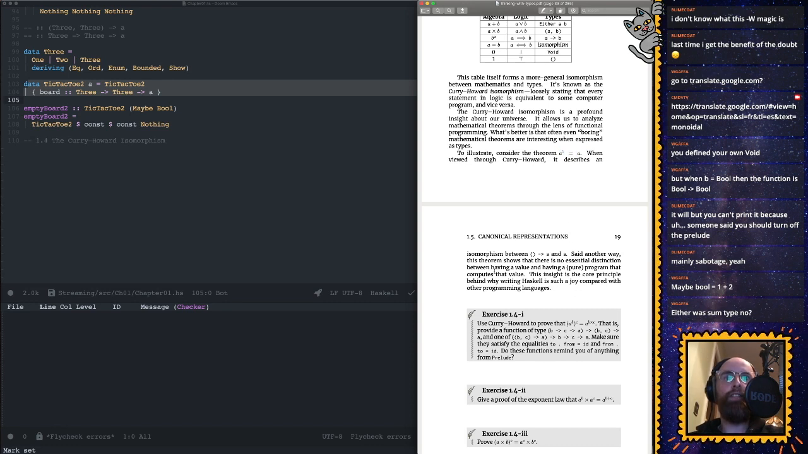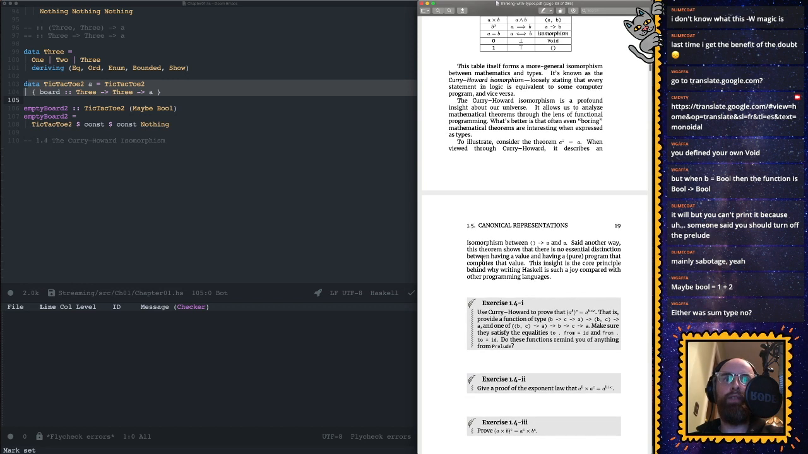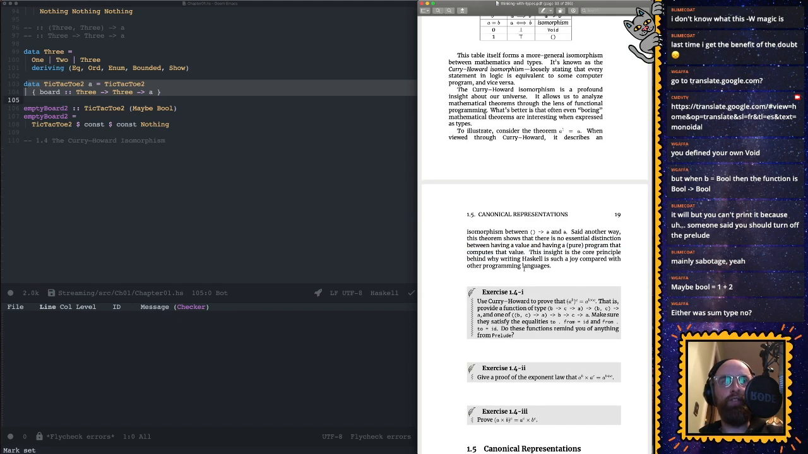Said another way, this theorem shows that there is no essential distinction between having a value and having a pure program that computes that value. This insight is a core principle behind why writing Haskell is such a joy compared with other programming languages.